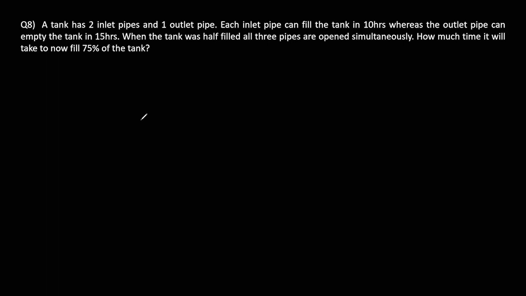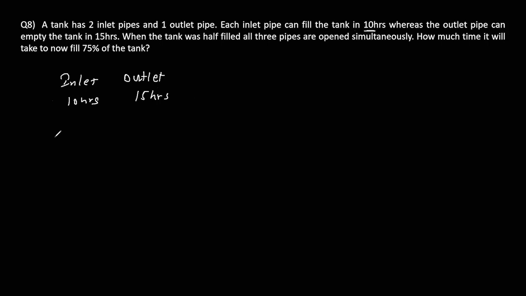So again, not a very difficult question. Let's try and work through this. A tank has 2 inlet pipes and 1 outlet pipe. Okay. Each inlet pipe can fill the tank in 10 hours individually. Okay. So the inlet pipe is filling the tank in 10 hours. The outlet pipe can empty the entire tank in 15 hours.